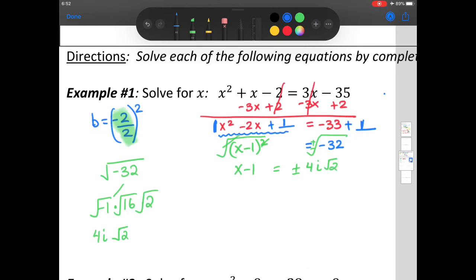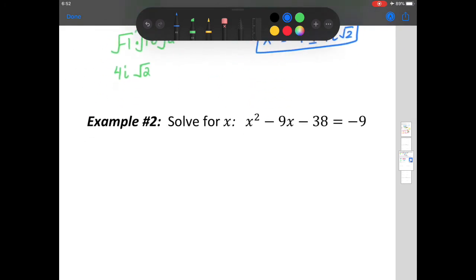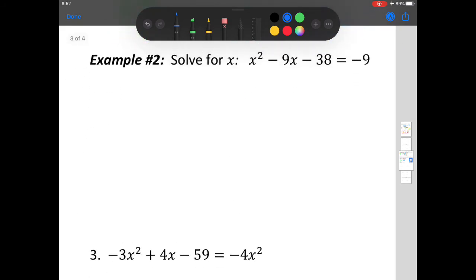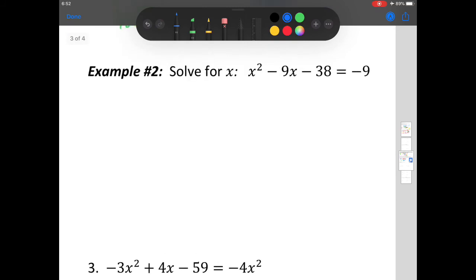And my final step is add 1. These are not like terms, so you can't add them. So it will be x equals 1 plus and minus 4i rad 2, right? And that's how you solve it for x. So let's try example 2.